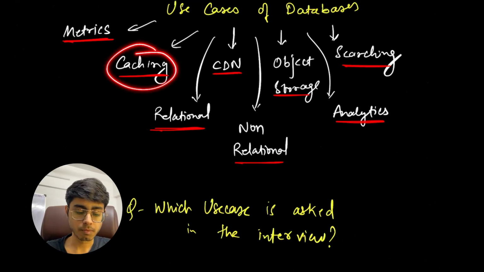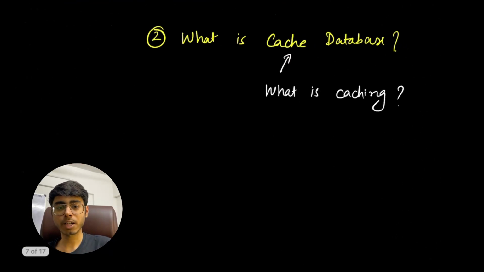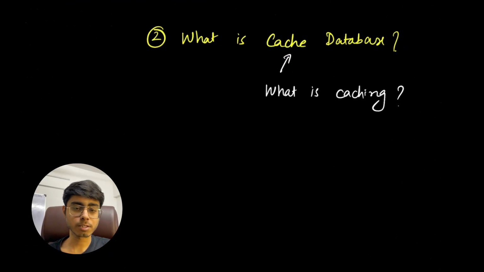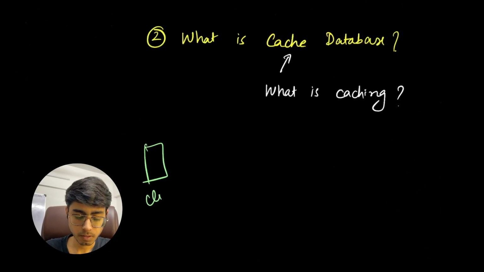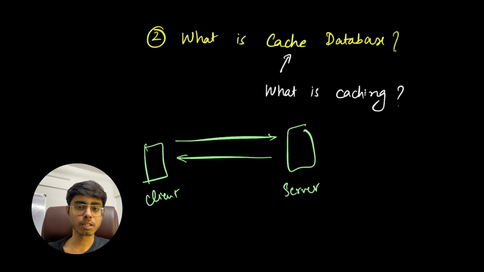One is caching. Caching is important, right? So what exactly is caching? This can be another video, another topic, another question in the interview, but it's important to understand caching in this video also. Let's say your client is there, and your server is there. The client always makes a request to the server, and the server fulfills that request with a response.